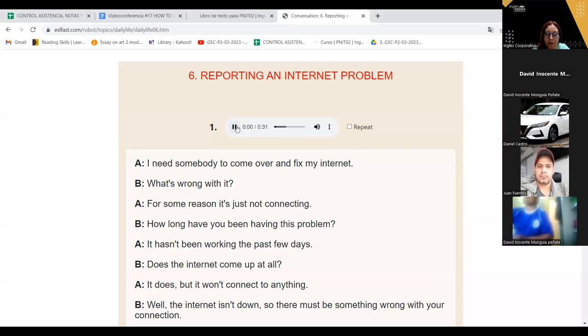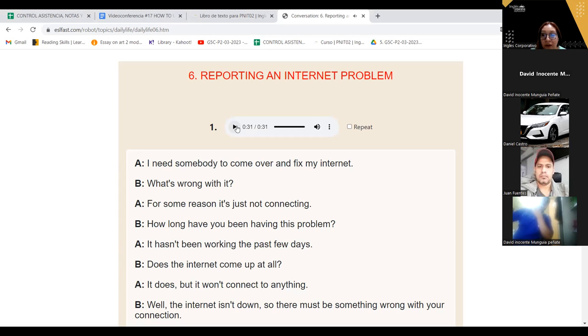I need somebody to come over and fix my internet. What's wrong with it? For some reason, it's just not connecting. How long have you been having this problem? It hasn't been working the past few days. Does the internet come up at all? It does, but it won't connect to anything. Well, the internet isn't down, so there must be something wrong with your connection. Could you send someone to fix it today? I'll send somebody over right away to fix it. When will they be here? They should be there in the next hour.